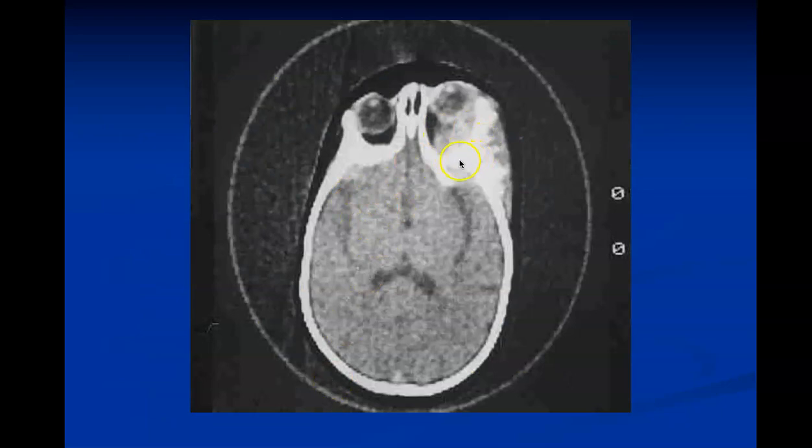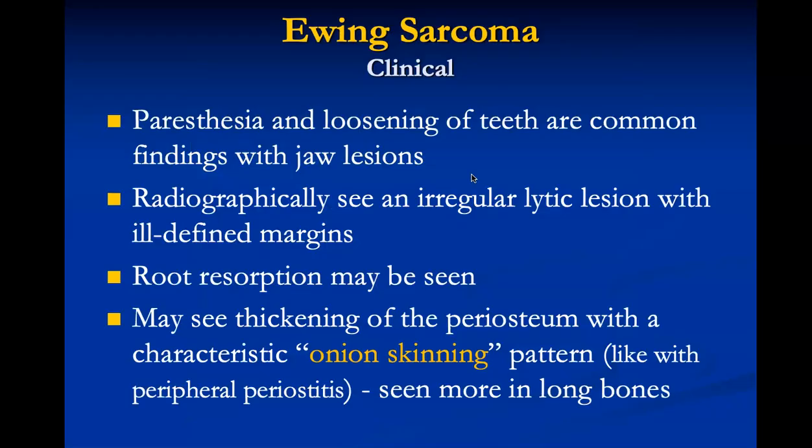So this is an example in the orbit. In the skull, you can see the fairly large lesion causing exophthalmos of the eye, but also a very destructive lesion here coming into the brain in this area, into the cranial vault.